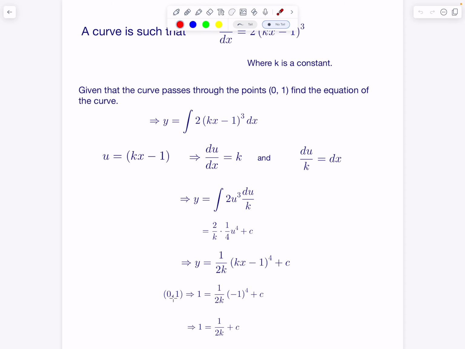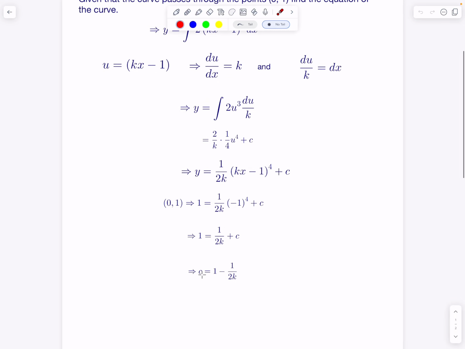Now, what you've got here is that if x equals 0, y is equal to 1. So with x equal to 0, this disappears, and you've got (-1) to the power of 4. (-1) to the power of 4 is just plus 1. So you've got 1 is equal to 1 over 2k plus c, which means that the constant of integration is 1 minus 1 over 2k. And you can now use this expression back in here to have your complete curve, because that c gets replaced. And there's your answer.